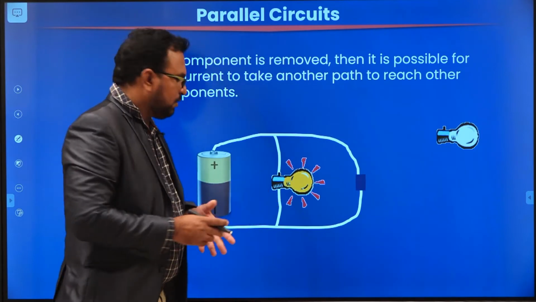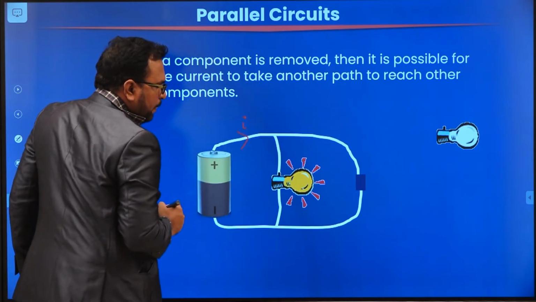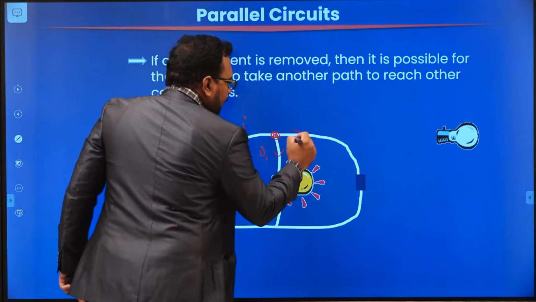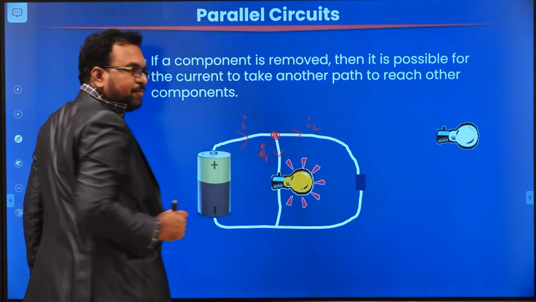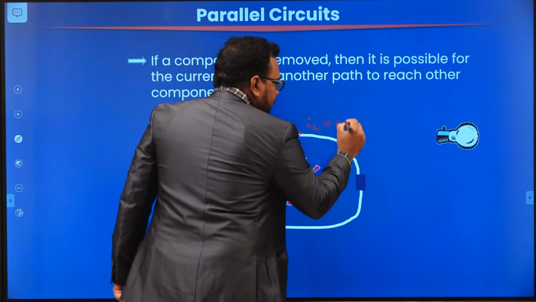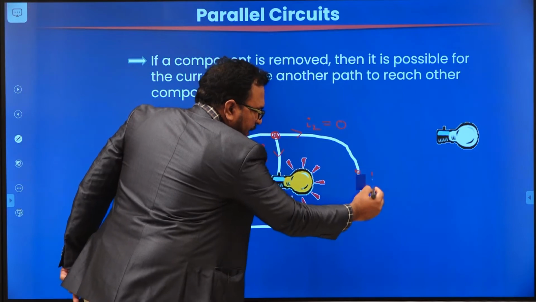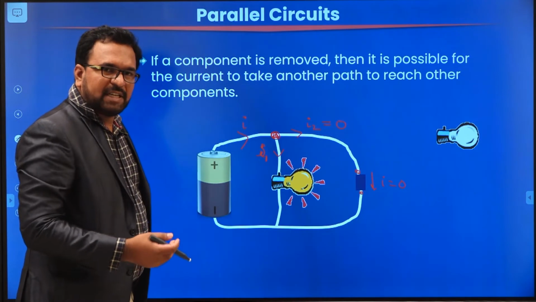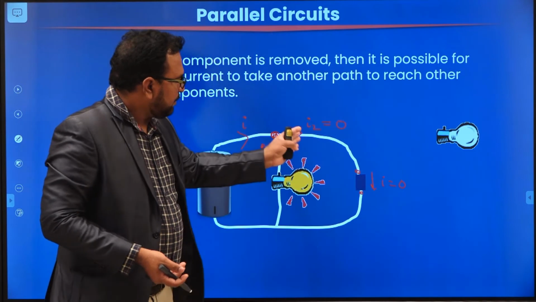It is getting supply. So this is the battery and a current I is flowing from this battery, and at this junction the current is dividing as I1 and I2. So this is I1 and this is I2. When you remove the second bulb here, the current I2 becomes 0 because the circuit is open. There is no path for current to flow here. The open circuit offers infinite resistance, so no current will flow through those two terminals. That means I2 is 0.